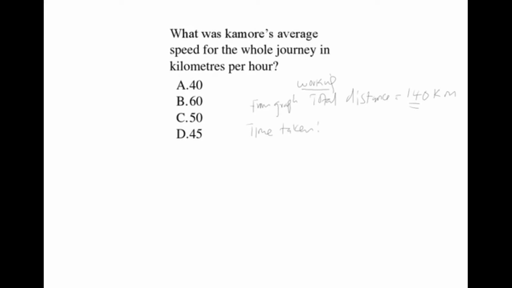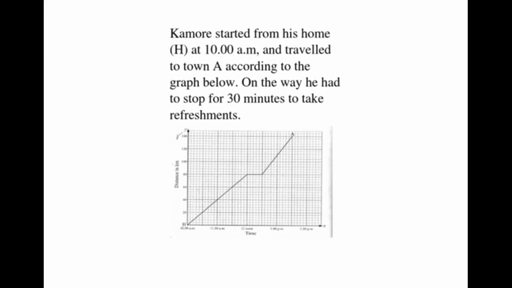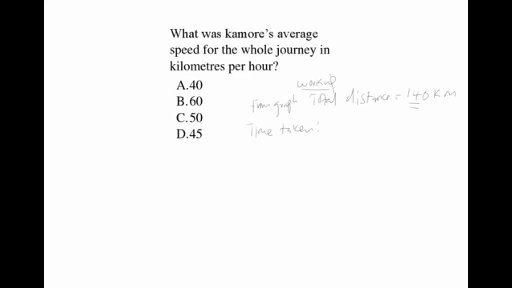The time taken, we are going to read from 10 a.m. to 1:30 p.m. So when you calculate the time from 10 a.m. to 1:30 p.m., we find that the number of hours is 3.5 hours. So we know that we have been asked about the average speed.